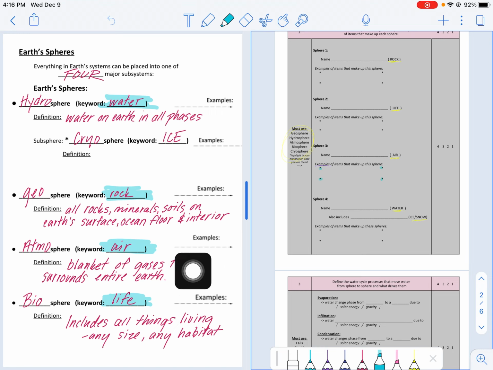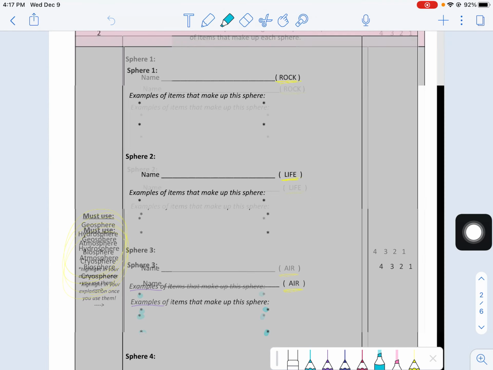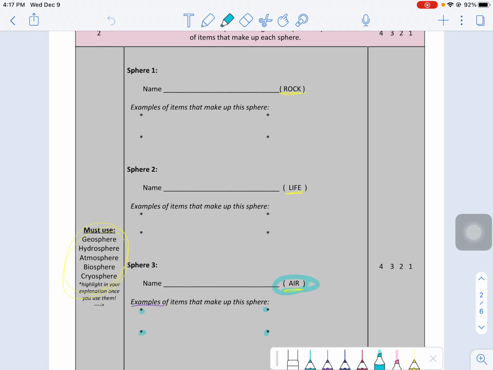Don't say airplane. Okay, and then down here, biosphere, that's our keyword, life. So really an infinite list here of things that are living. Okay, so the order on the notes is different than the order on the learning targets, so just be careful there. But again, you're using the keyword to match with what sphere, and then list out some examples.